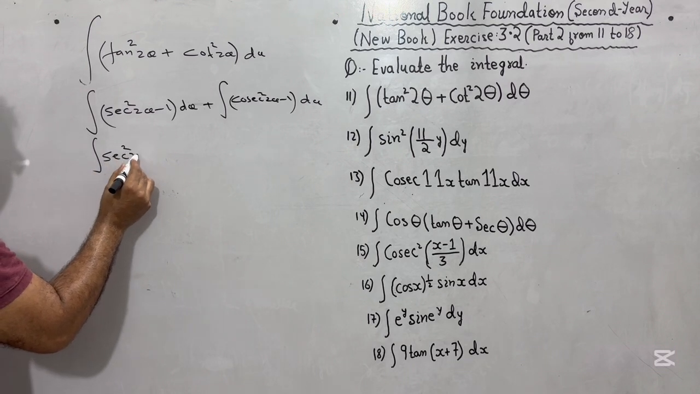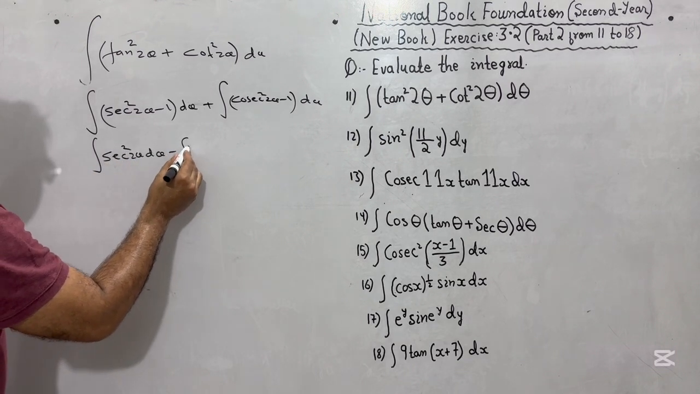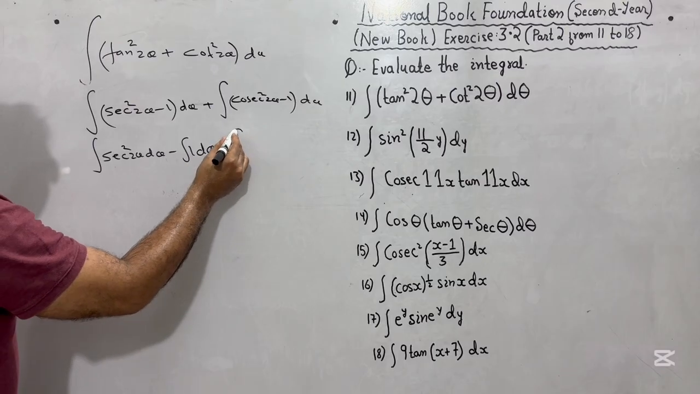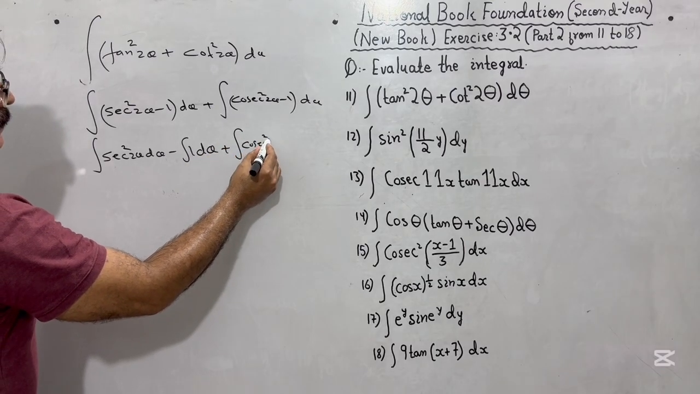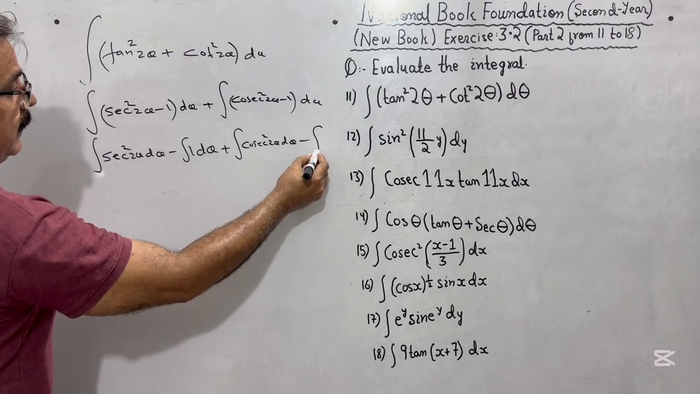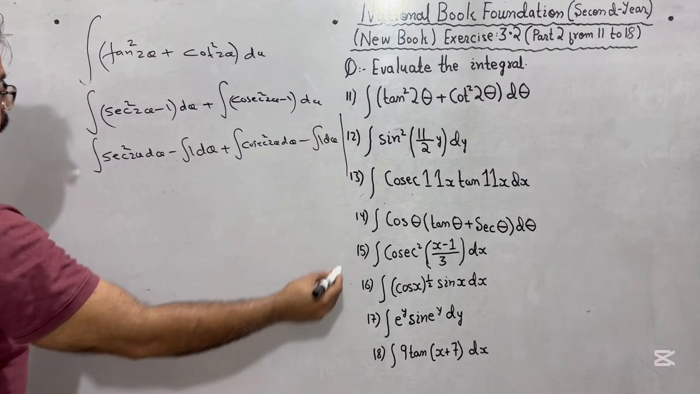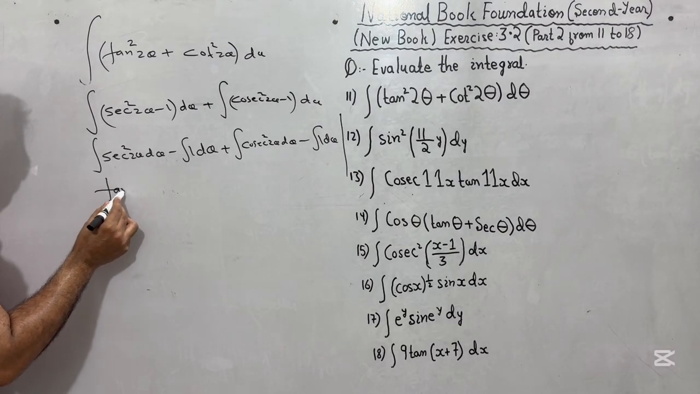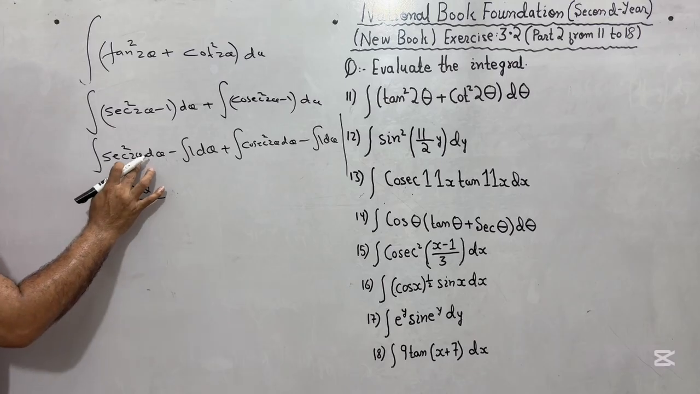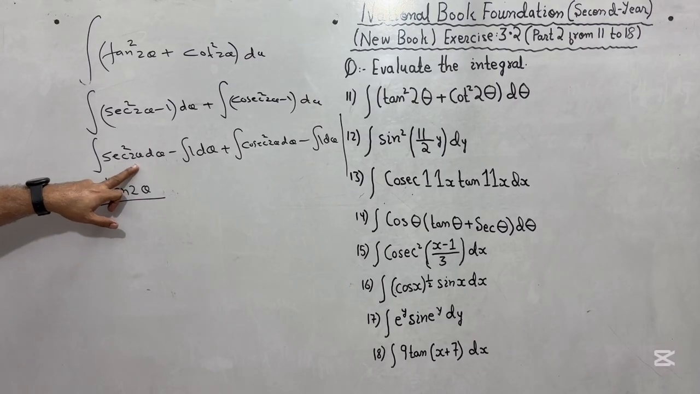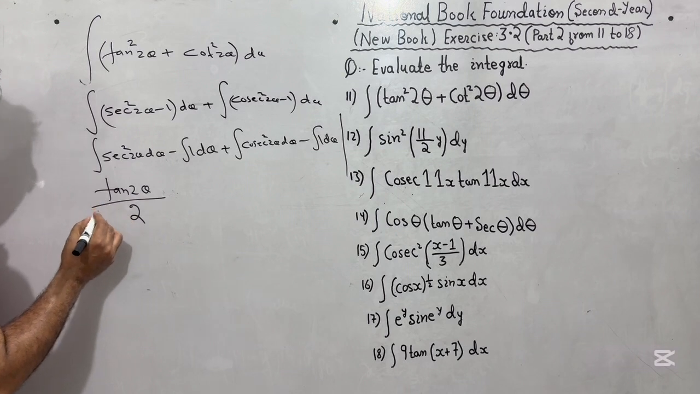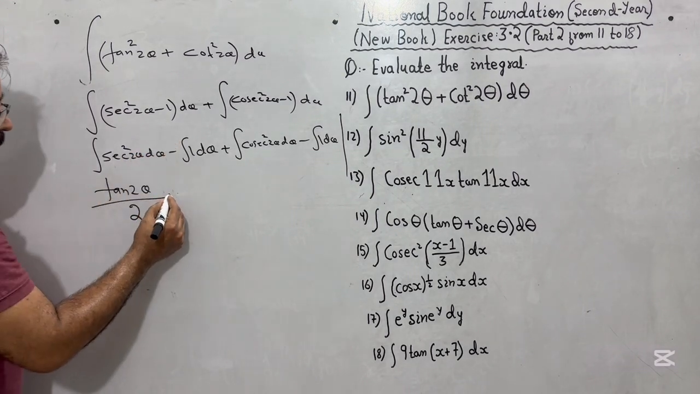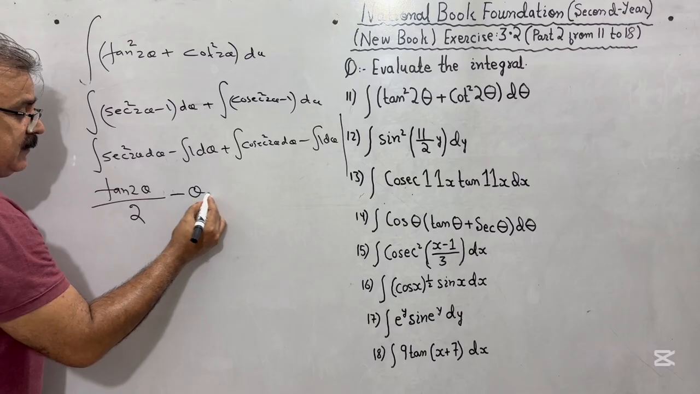It is sec square 2 theta d theta minus 1 times d theta plus cosec square 2 theta d theta minus 1 d theta. Sec square is the differentiation of tan, so its integration is tan 2 theta. Look at the angle. It has a multiple 2. Differentiation of the angle 2 theta is 2, so divide by the same. 1 is the differentiation of theta, so integration of 1 is theta.